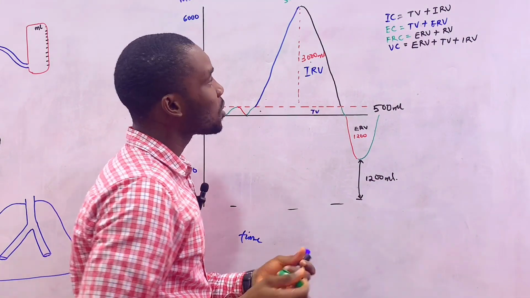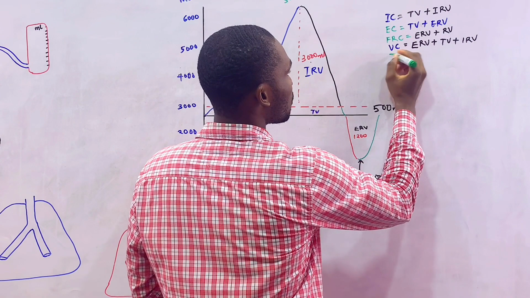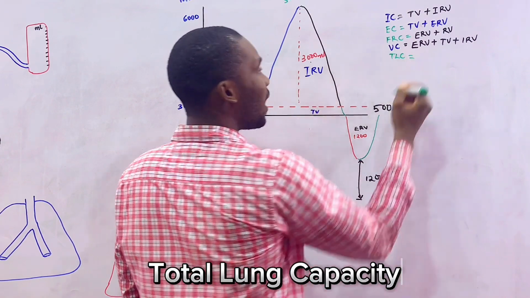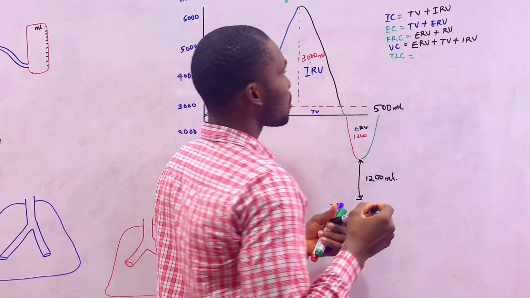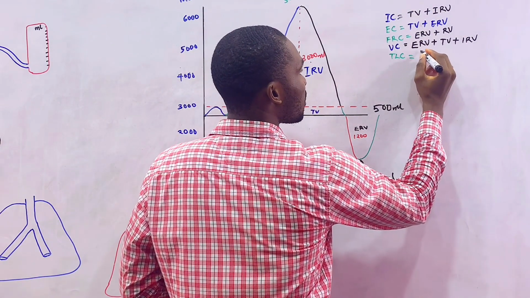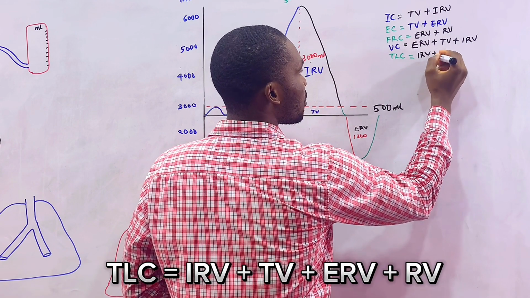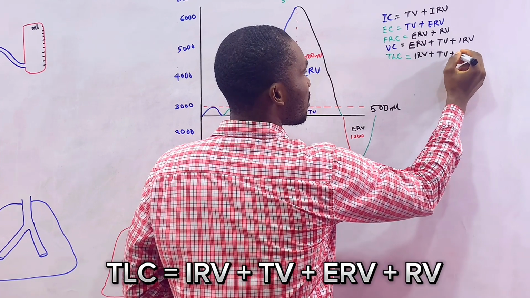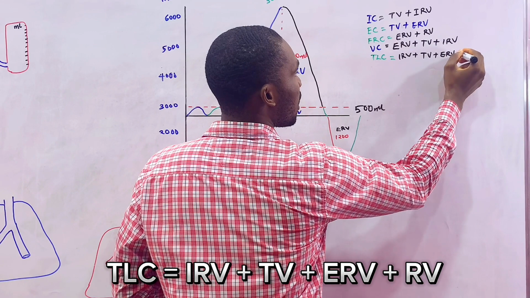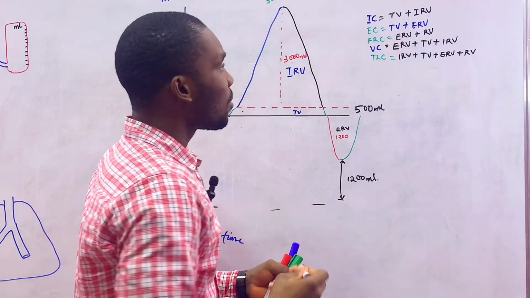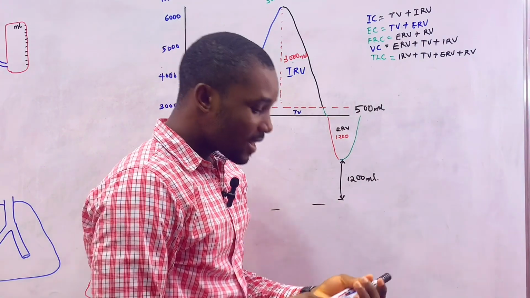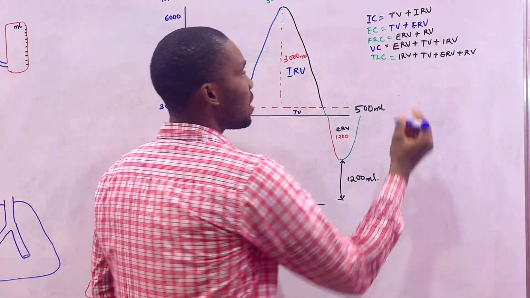The last one we should be discussing is total lung capacity. The total lung capacity is a measure of everything. So that's your inspiratory reserve volume, tidal volume, expiratory reserve volume, and residual volume. Now, using these various volumes, let's get the figures of the capacity.